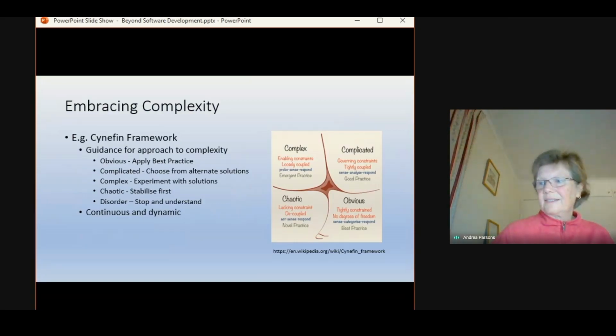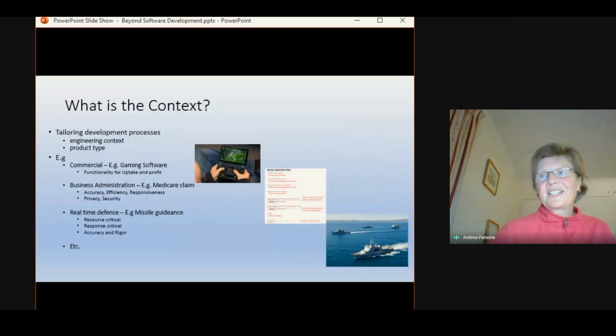Okay, the next concept I wanted to touch on is context. So what's context? It's tailoring the development processes for the type of project and the type of product that you're working on. So for example, you might have a commercial product, a piece of gaming software, where really the focus is on the functionality for uptake and profit of that piece of software.